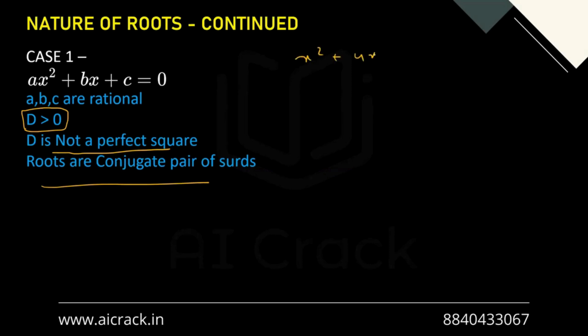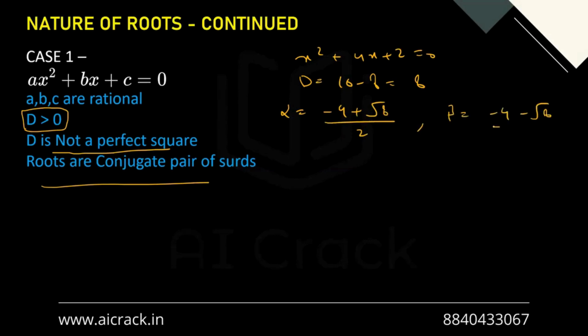Let's take one example. x² + 4x + 2 = 0. In this case, D is 16 − 8, and that is not a perfect square, right? So the first root alpha would be (−4 + √8)/2, and the second root beta would be (−4 − √8)/2. Now you can see that −4 and 2 are common, but we have a plus √8 and a minus √8 over here. So what can we conclude from this? We are getting roots as a conjugate pair of surds, right?